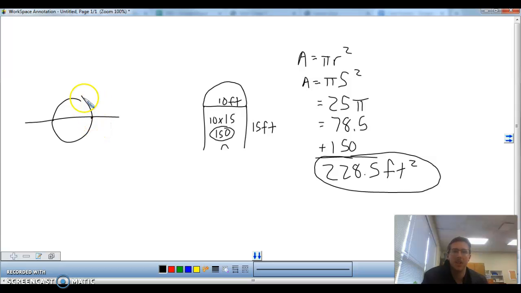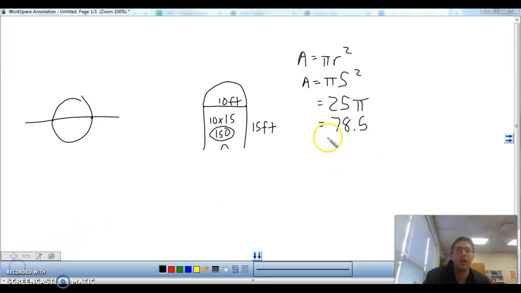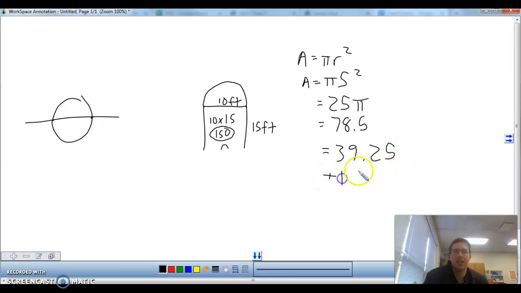I'll give you a second to see if you can catch my mistake on this last one. If you haven't found the mistake yet, you can pause the video and make sure you look for it. We found that the area of the circle would be 78.5, right? Well, do we have a full circle? No, we only have half a circle. So instead of 78.5, we need to split that in half. This would only be 39.25 feet.